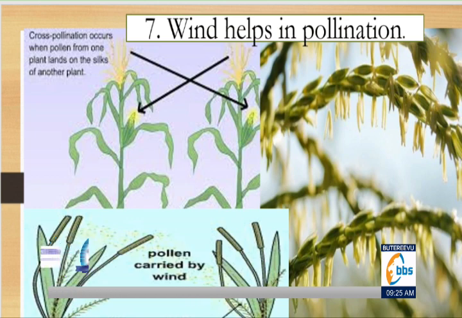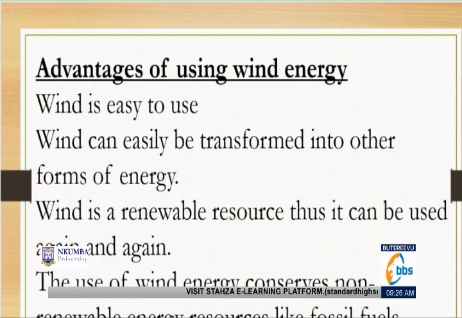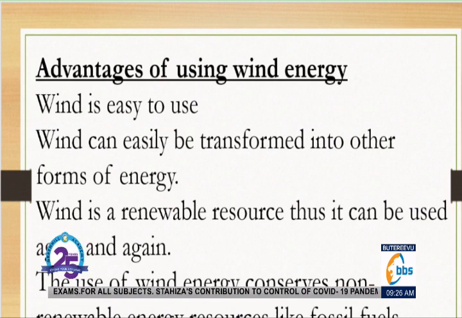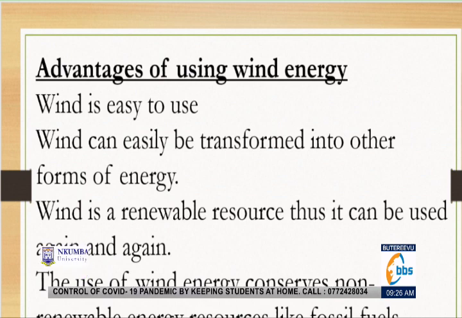Now, what are the advantages of using wind energy? Wind is easy to use. That's one. It is easy to use and can easily be transformed into other forms of energy. Wind can easily be transformed into other forms of what? Energy, like we've seen with a windmill. Wind is a renewable resource that can be used again and again. That's an advantage.